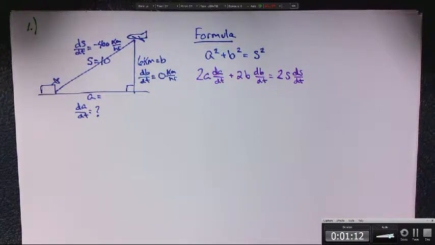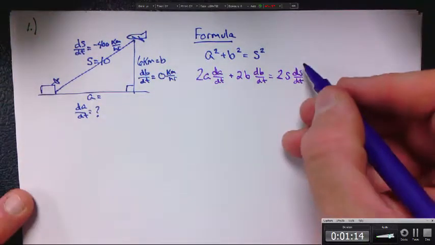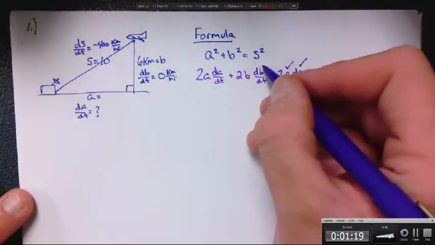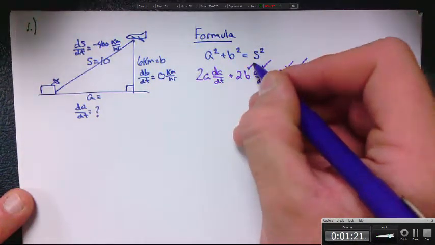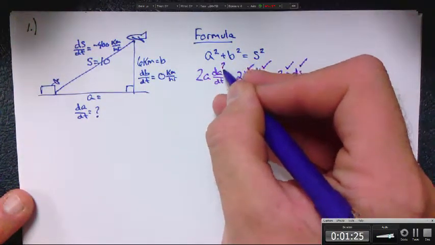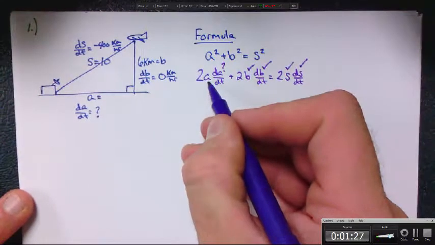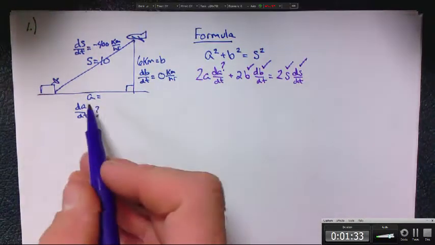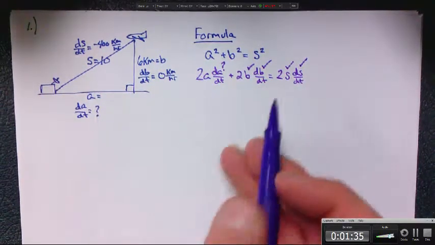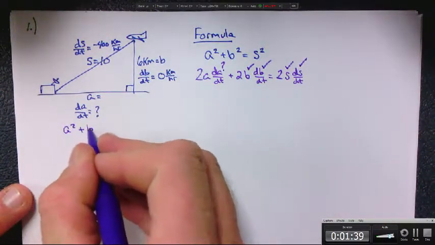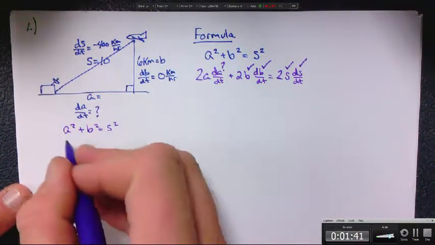Going through and looking at this, we have ds/dt, we have s, we know dB/dt, and we know b. dA/dt we do not know, that's what we're looking for. We need to know everything except for what we're asked to find. So we need to know a. We do not know a, but we can use this formula to find a. So we do a squared plus b squared is equal to s squared.